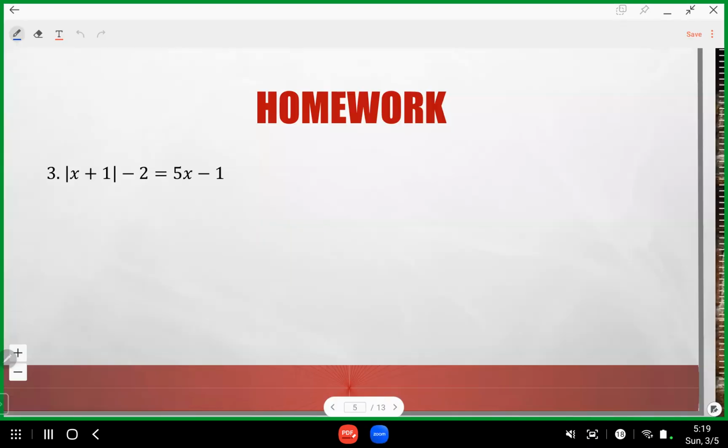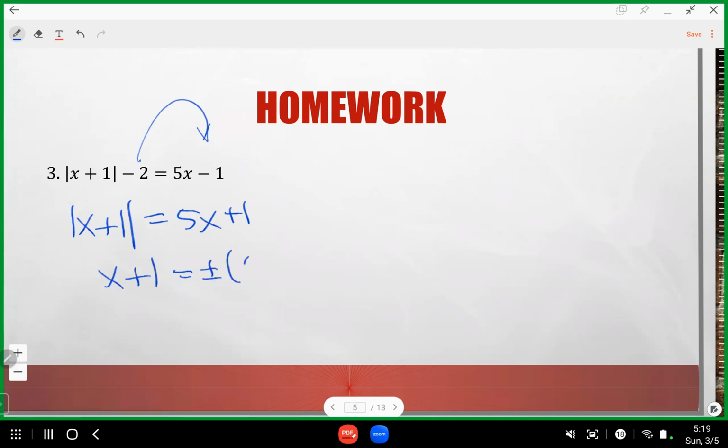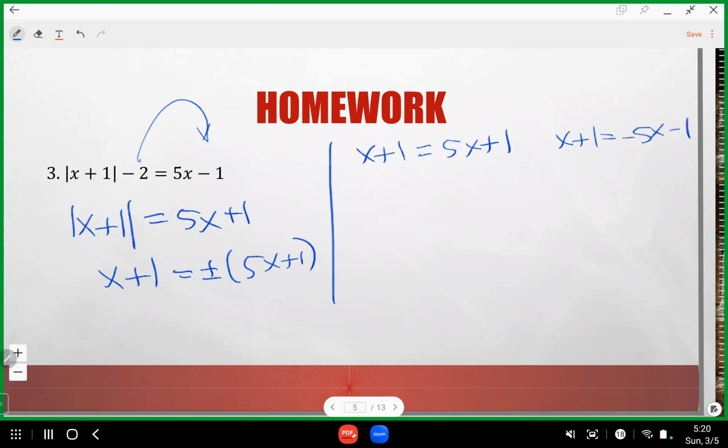Okay, so let's see here. What we need to do is move this to the other side, first of all. Okay, so let's just do that. The absolute value of x plus 1 is equal to 5x plus 1. And then, you know the definition of absolute value here. So what we can do is remove the absolute value and make it plus or minus 5x plus 1. Then you're going to get two scenarios. You're going to get x plus 1 is equal to 5x plus 1, or you're going to get x plus 1 is equal to negative 5x minus 1. And then you can just easily solve for these scenarios. So let's just do that.